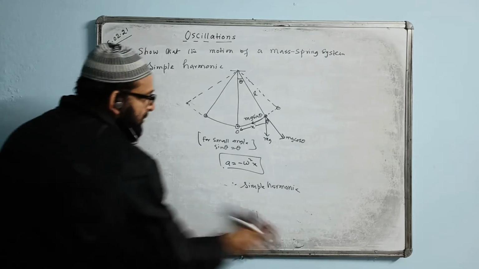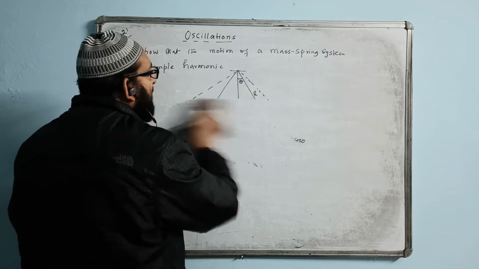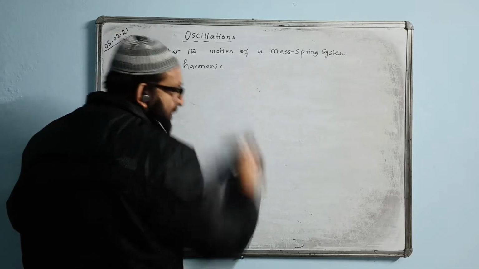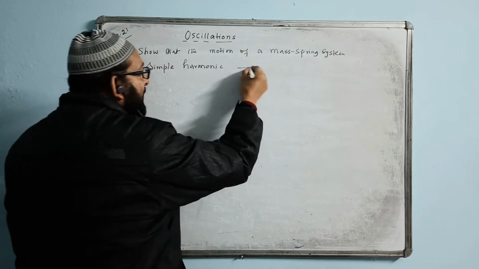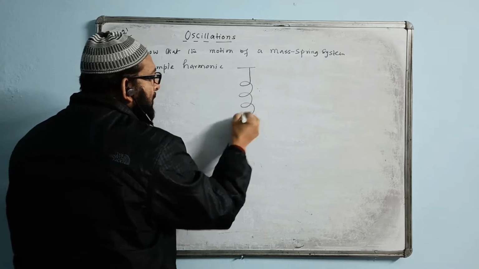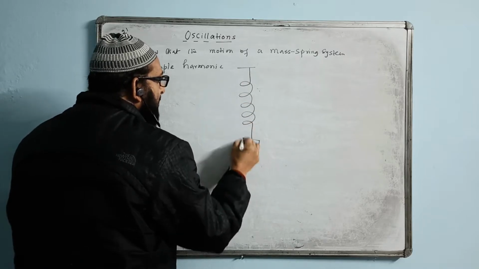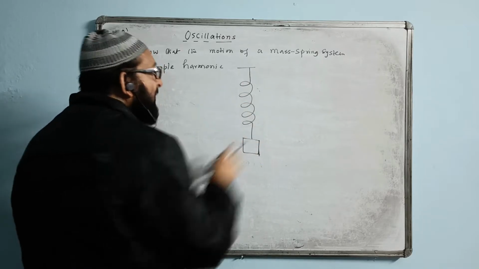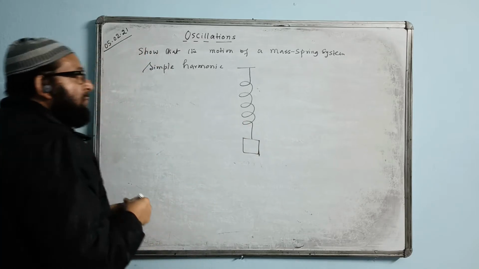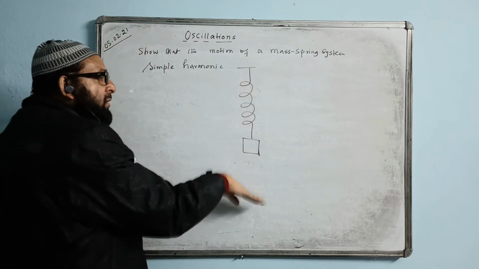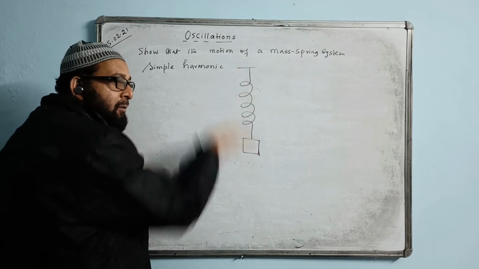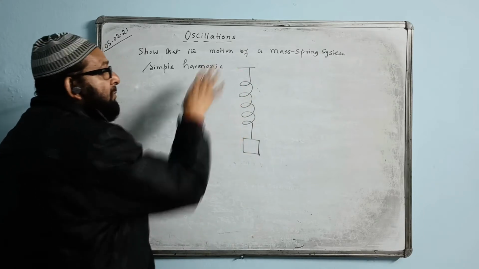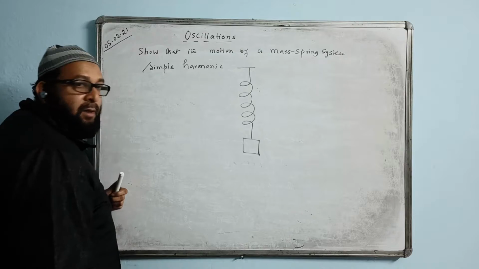We have to show this, the mass and the spring system. Suppose we are having a spring with a suspended mass. Some weight is suspended here. So the spring will be oscillating this way, going up and down like that. And then you have to show that that motion is also simple harmonic.